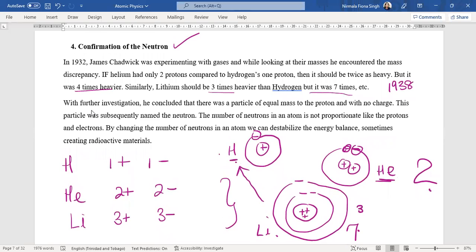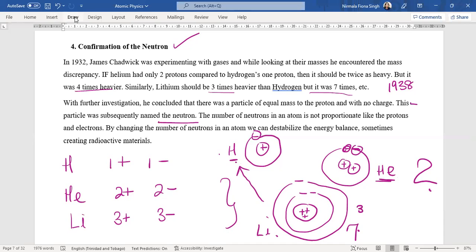With further investigation, he concluded that there was a particle of equal mass to the proton with no charge, as in there was something in the nucleus that was very heavy, that was affecting the mass of our atom, that did not change the charge. So he called this the neutron, from neutral charge. The number of neutrons in an atom is not proportionate like protons and electrons. We know for a neutral atom, we must have the same number of protons and electrons, my apologies. But neutrons don't have to be the same number. There are different numbers of neutrons in an atom.